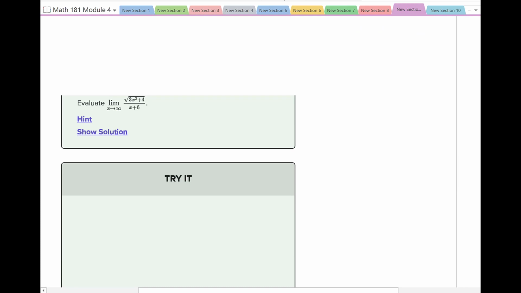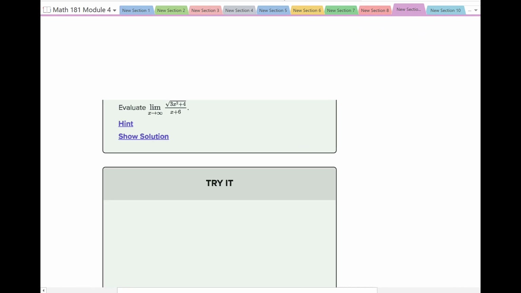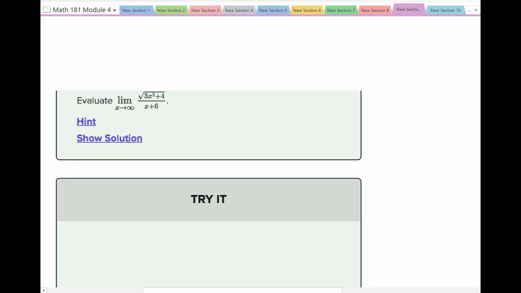Let's try another one of these. Very similar process, though. So we have the limit as x goes to infinity of the square root of 3x squared plus 4 over x plus 6. So think of this as the limit as x goes to infinity of the square root of 3x squared plus some stuff, over x plus some stuff. I know it's all under the same radical, but I just want to focus on the leading term here. And it's these leading terms that we're after. So if we consider that the square root of 3x squared is like saying the limit as x goes to infinity.